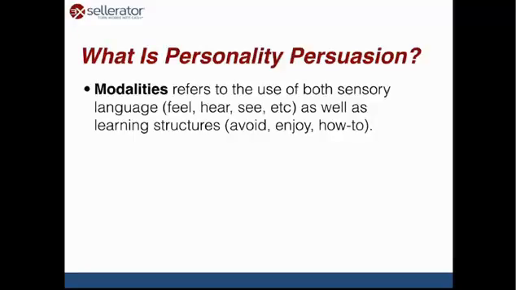They're feeling people or hearing people, and so you want to interchange all this stuff. And don't worry, I'll show you a way to where you don't have to think about this in a moment. The other is the learning structures. Some people are avoid learners.